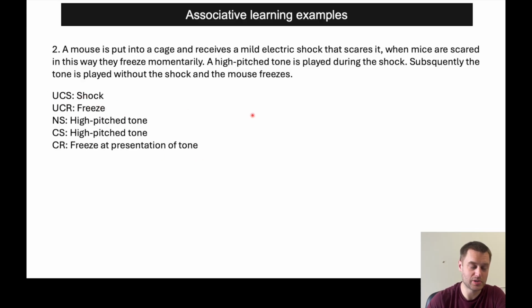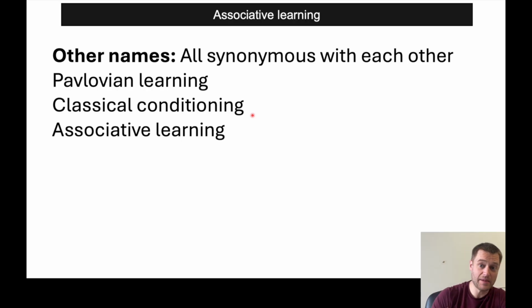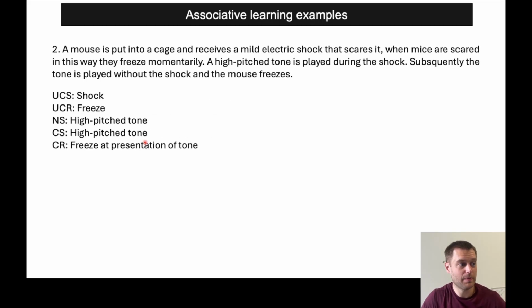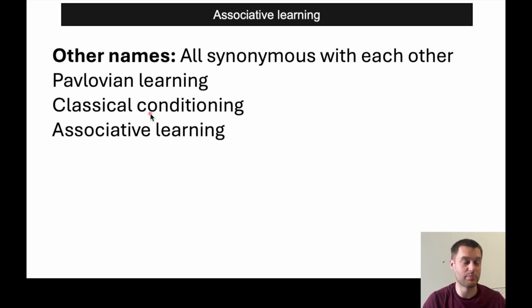which is the unconditioned stimulus. So other names of associative learning are Pavlovian learning, because Ivan Pavlov is the one that discovered it, classical conditioning, or associative learning. These things are all essentially the same phenomenon. So if on an exam I were to say, which is an example of classical conditioning, and I gave you the mouse example, that would be accurate. If I had said the mouse example and said Pavlovian learning or associative learning, all of these things are referring to the same phenomenon. So don't get tripped up with the different words that people use. They all mean the same thing.